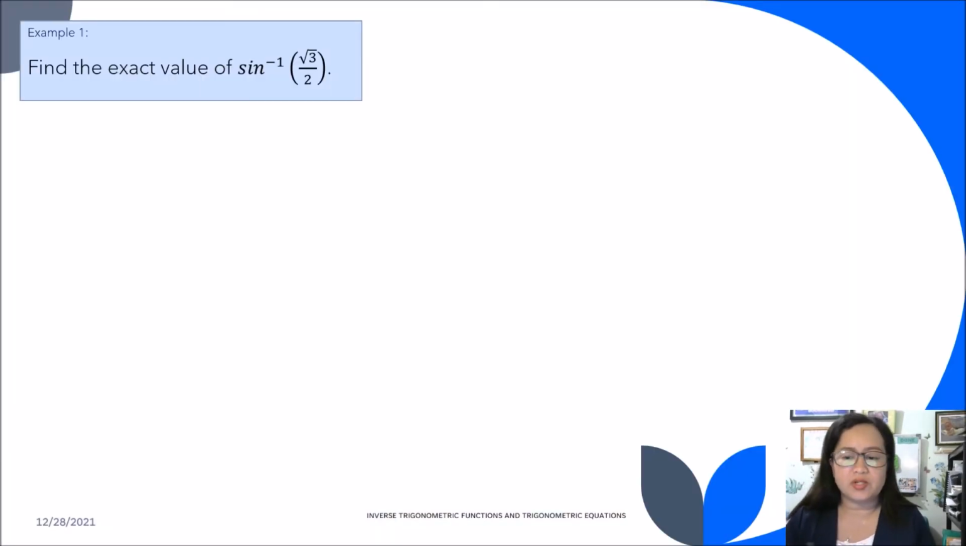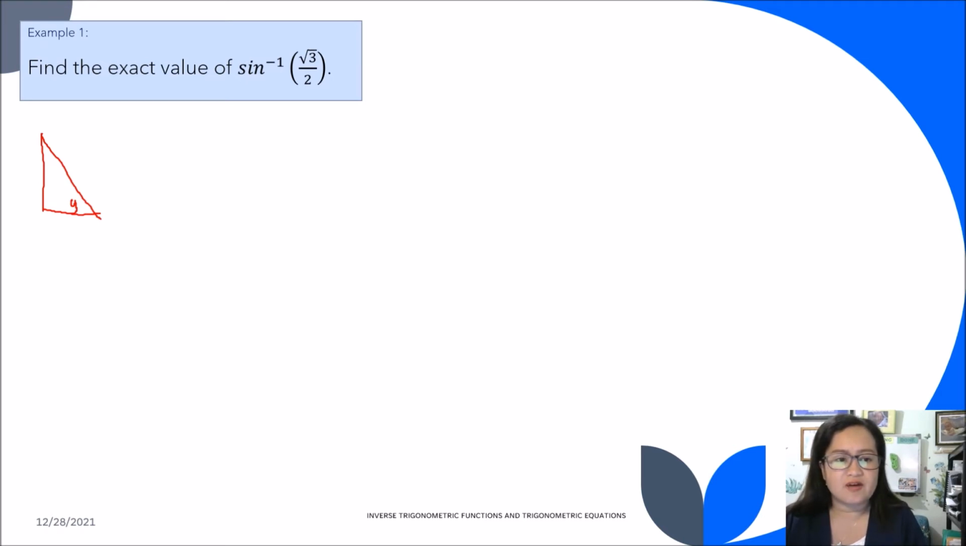Now let's work on example number 1. Find the exact value of arc sine of square root of 3 over 2. This means that we have to get the measure of an angle having a sine ratio that is equivalent to square root of 3 over 2. If we illustrate this using a right triangle, let y be that measure of an angle.